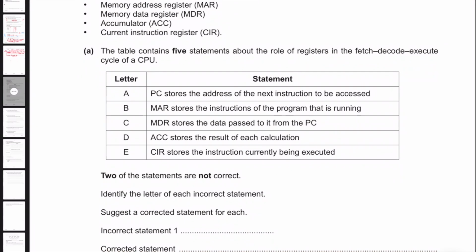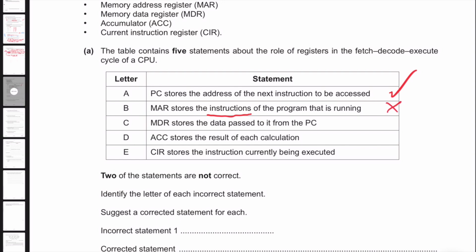Okay, well, let's have a little look at this. A, PC stores the address of the next instruction to be accessed. The PC, well, that's a program counter. It does store the next instruction, yes. It's counting the instructions and it's storing the next one as we go along. B, the MAR, the memory address register, stores the instructions of the program that is running. Well, no, it doesn't. It stores the address, so that's no good.